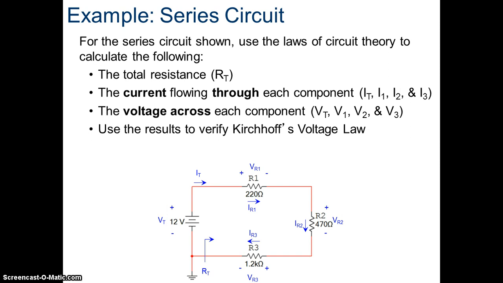So you can see we're looking at this circuit that has three different resistors. Resistor 1 is 220 ohms of resistance, resistor 2 has 470, and resistor 3 has 1.2 kilo ohms, which is also 1200 ohms because kilo means times 1,000. And we know that our battery is giving us 12 volts of voltage.